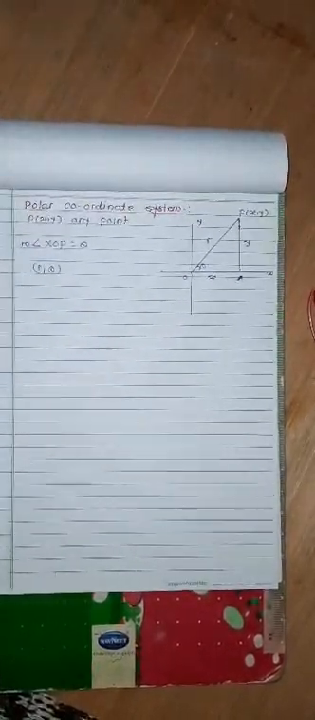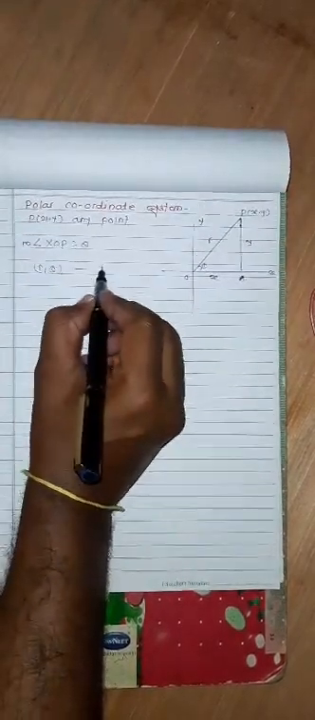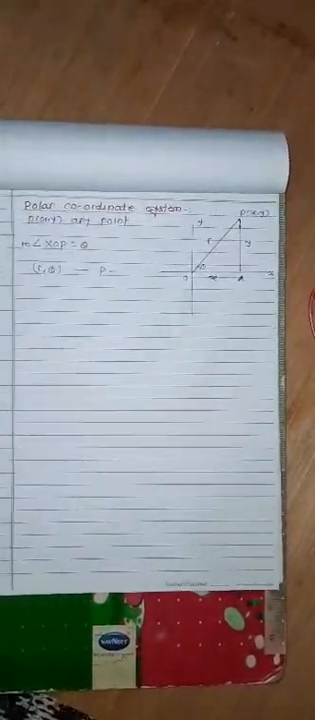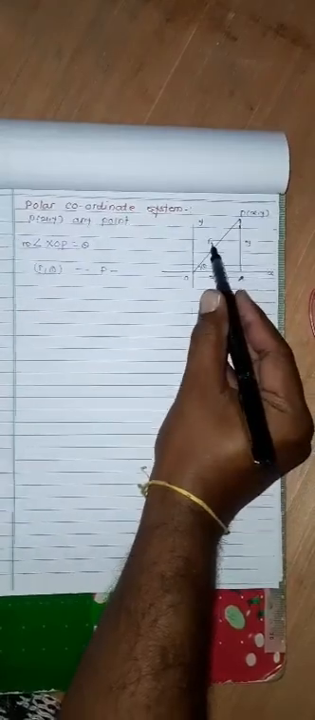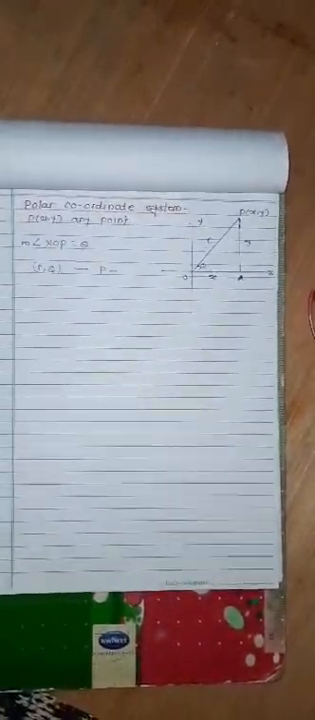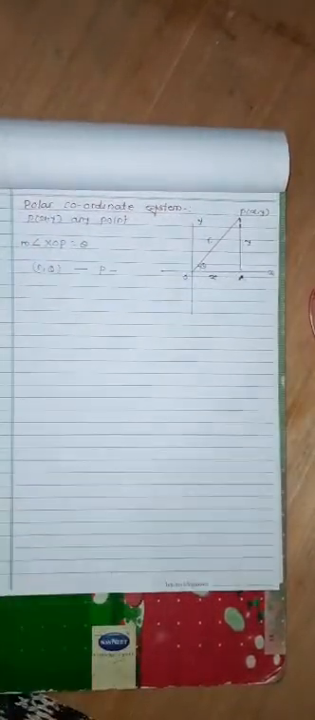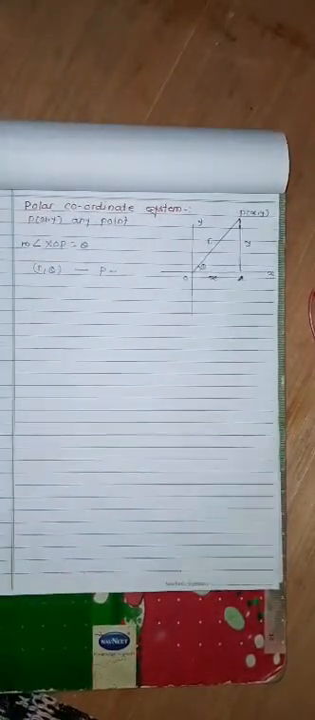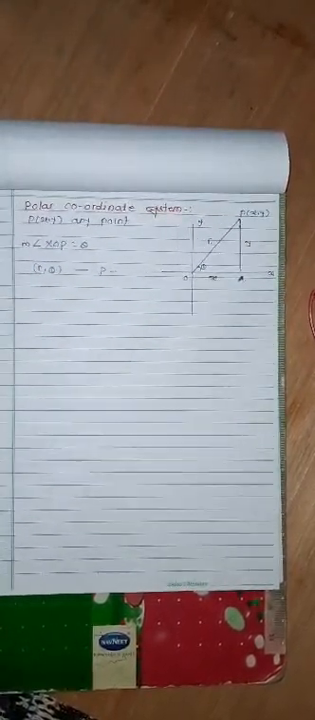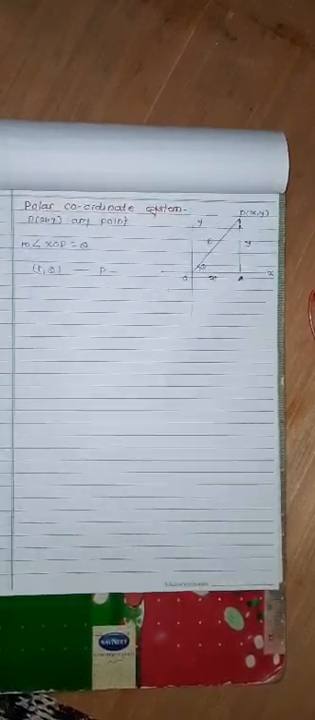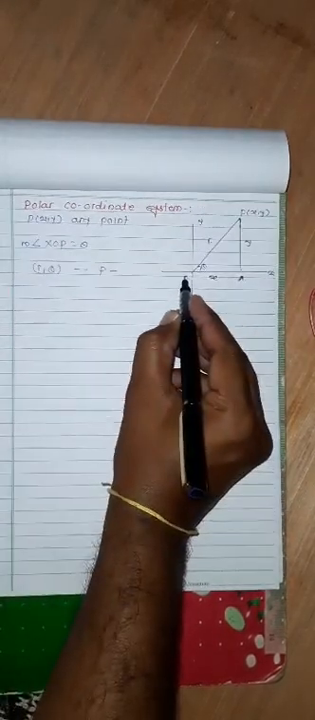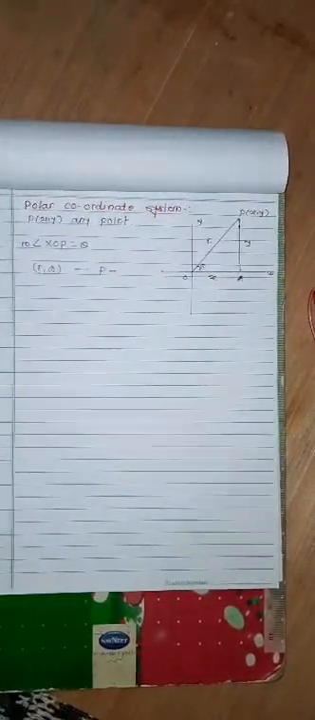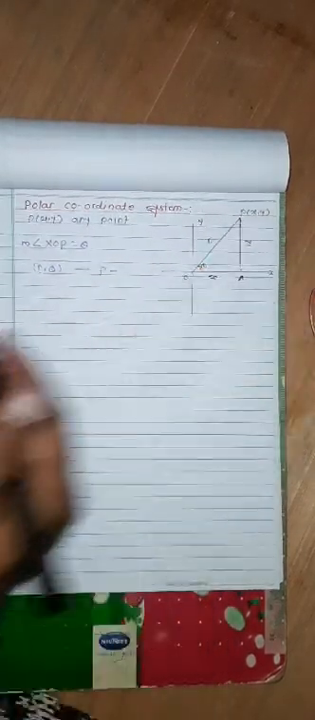R and theta determine the position of the point P. This position of the point P is determined by this angle theta and r. This determination is called the polar coordinate system, and this point O is called the pole of this point P.